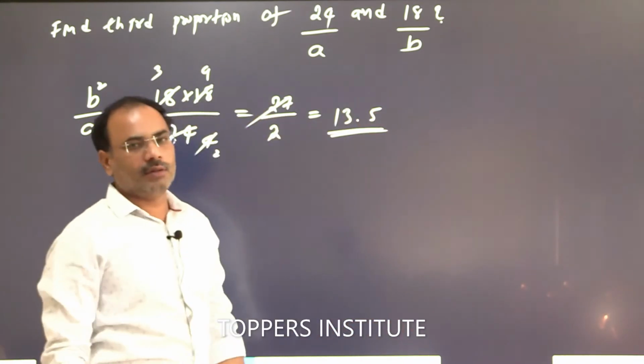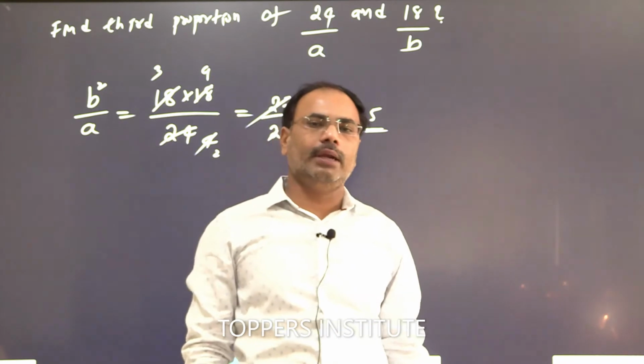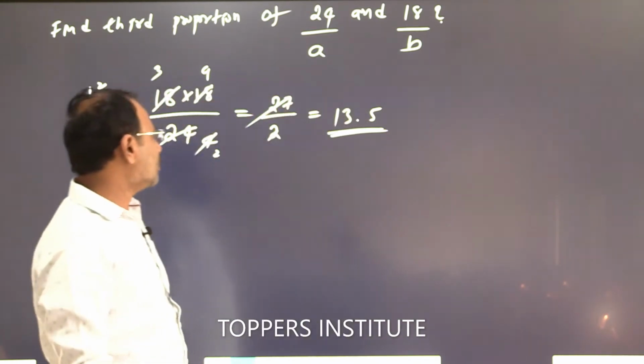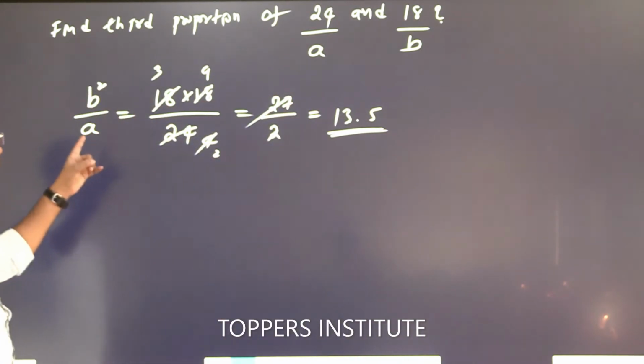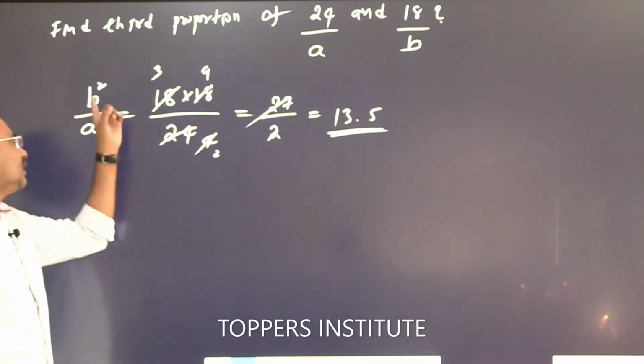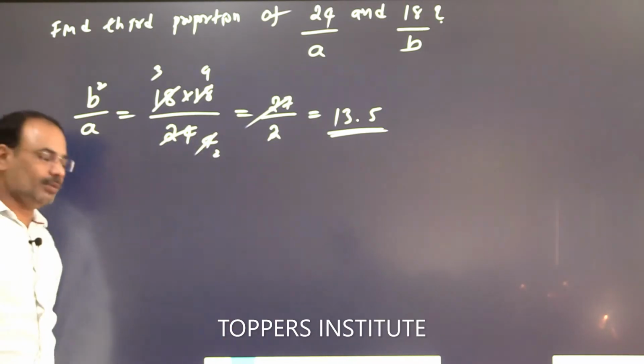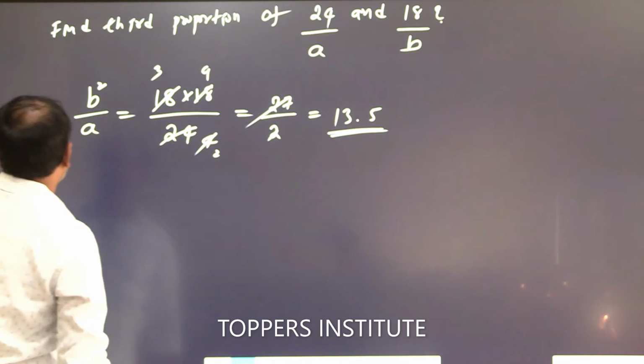13.5. This is the third proportion of 24 and 18. ఇది ప్రొసీజర్. సో థర్డ్ ప్రపోర్షన్ ఆఫ్ 24 and 18 అంటే 18 into 18 by 24, that is B square by A. సింప్లిఫై చేస్తే 13.5. రైట్.